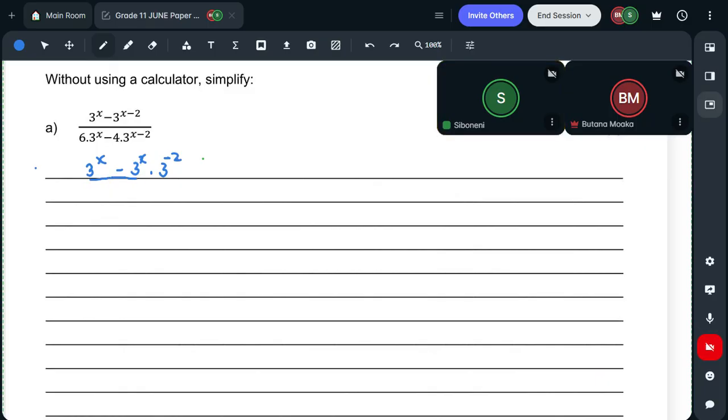Yes. So let me apply the same thing this side. So I'm going to have 3 to the x times 6, minus 4 multiplied by 3 to the x times 3 to the minus 2. So the top part has a common factor of what? 3 to the x. So this will be 3 to the x into 1. So where there's 3 to the x, you replace that by 1, because we have it out as a common factor. So this will be 1.